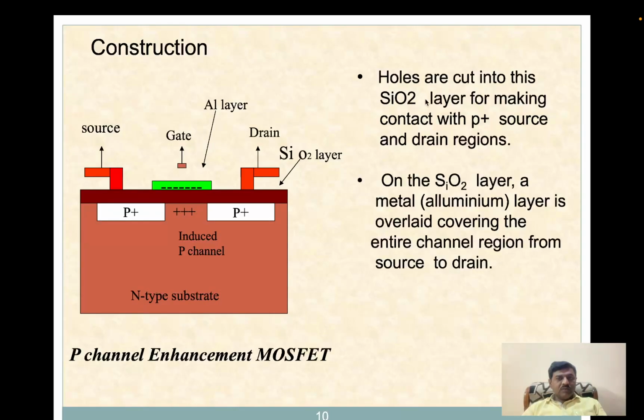Holes are cut into this silicon dioxide layer for making contact with the P source and drain. One terminal will act like a source, another terminal will act like a drain. On this silicon dioxide layer, a metal aluminum layer is overlaid, covering the entire channel region from the source to the drain. This aluminum layer forms the gate. The terminal where aluminum is deposited, we call it the gate.